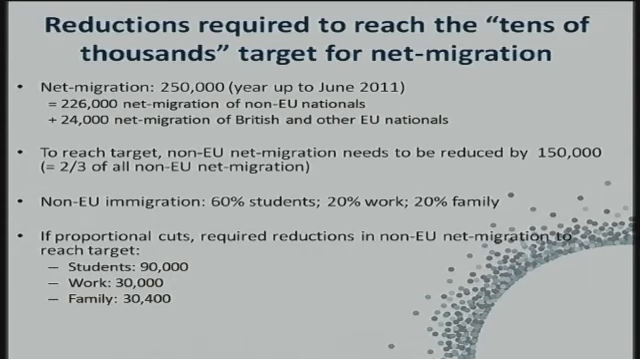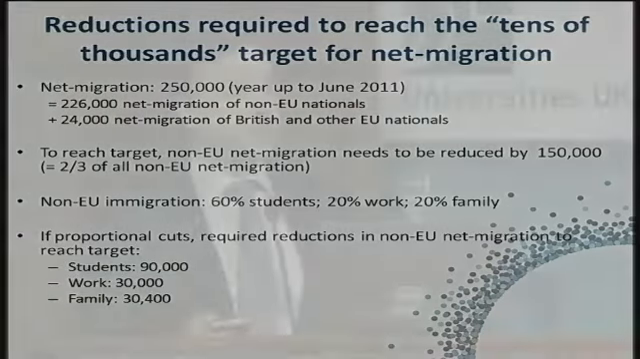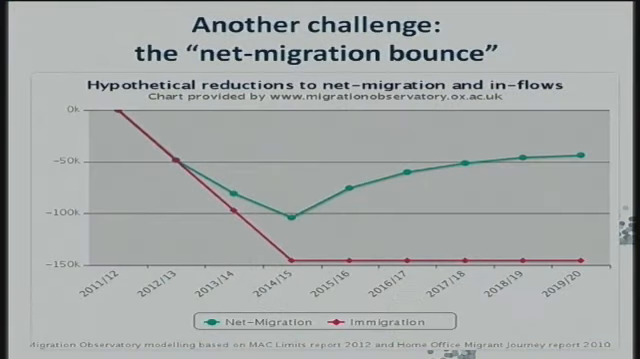So the basic point here is that if you're serious about the net migration target, it is clear that it cannot be reached without making very significant cuts to student net migration. The second point that I'd like to make, and this is based on a commentary that the Migration Observatory published just half an hour ago, is that a second challenge in reducing net migration in a sustainable way is that there's an important difference between short-term effects and long-term effects.